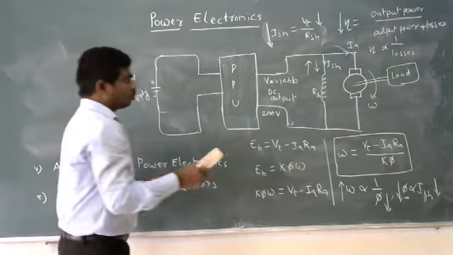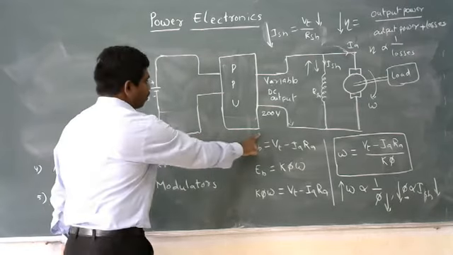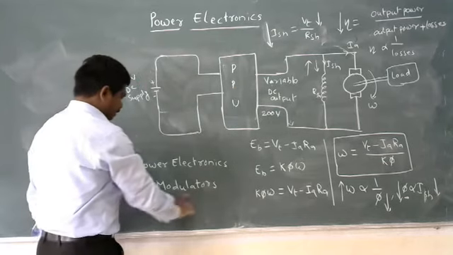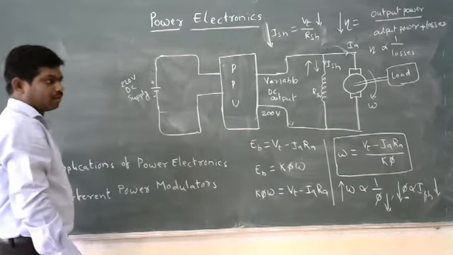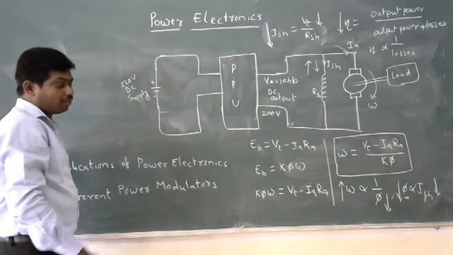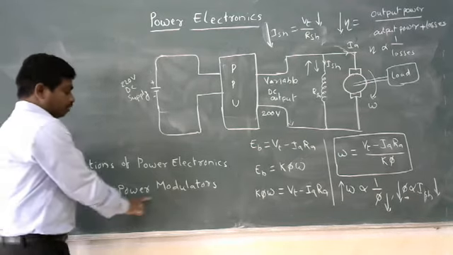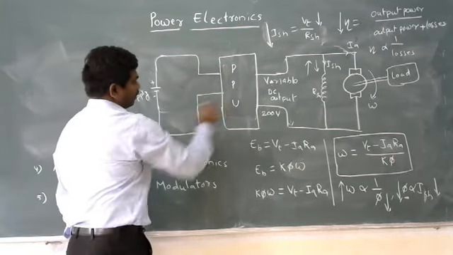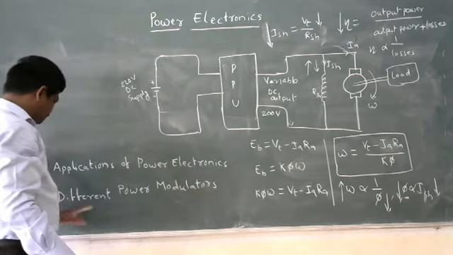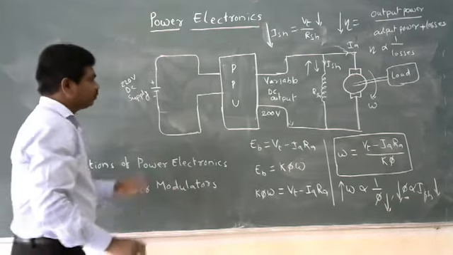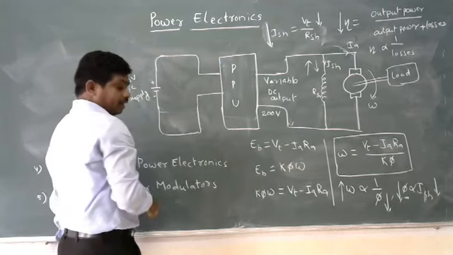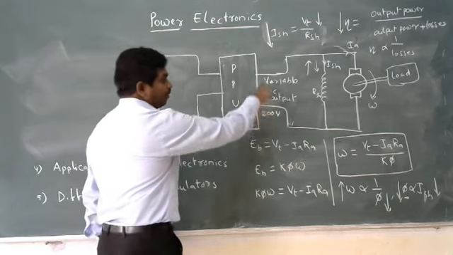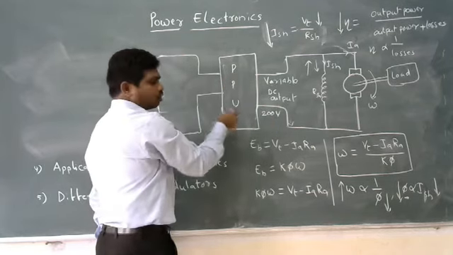This is one of the power modulators. The other name for the power processing unit is power modulator. A power electronic circuit which is used for modulating the power is nothing but the power modulator. Very simple. Among the different power modulators, this is one where the fixed DC supply is converted into a variable DC supply using one power processing unit.